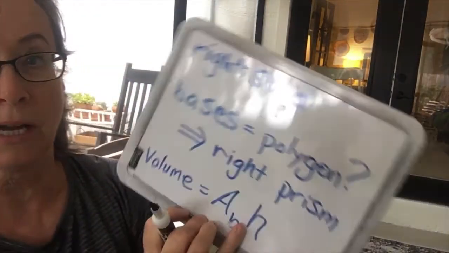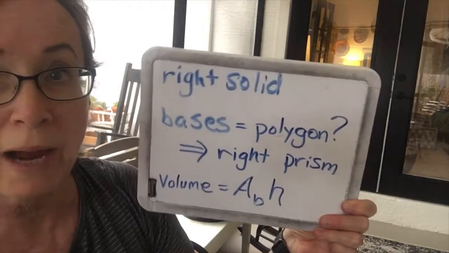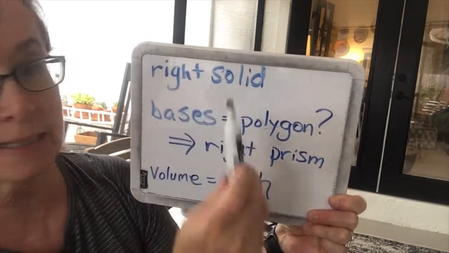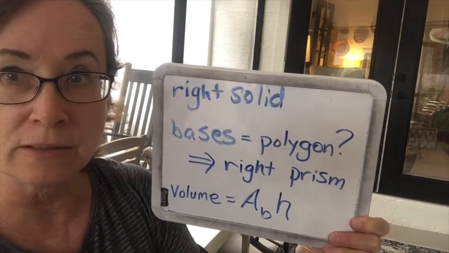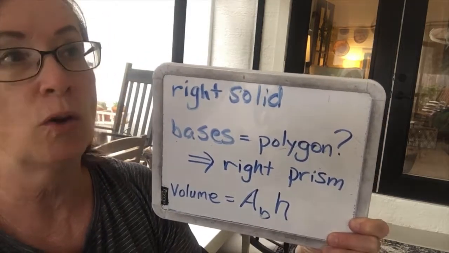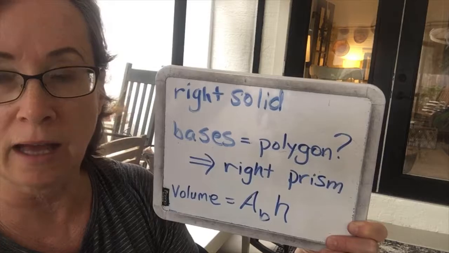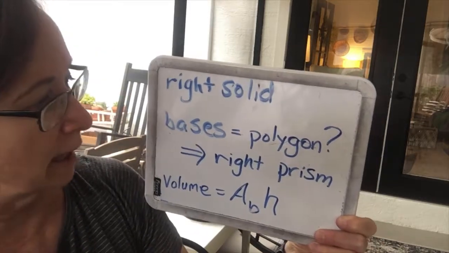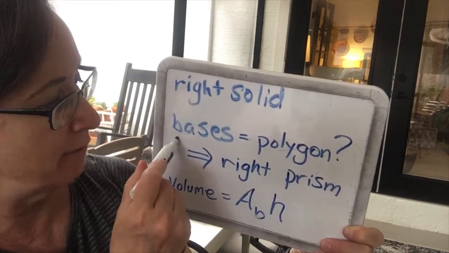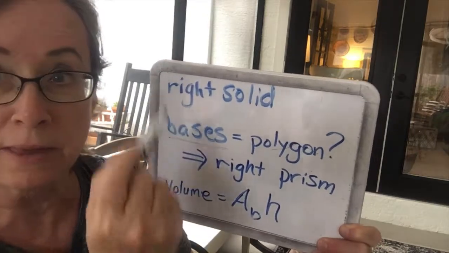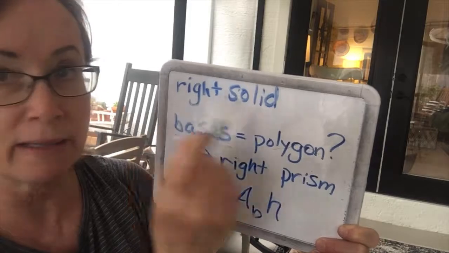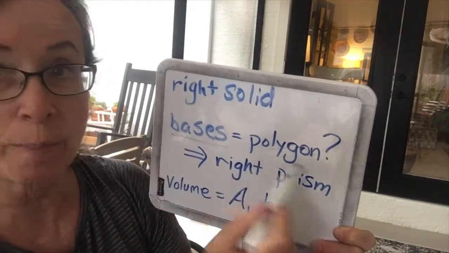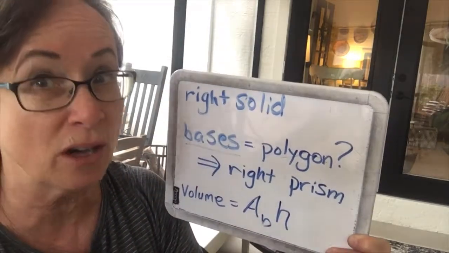So let's talk about page 87, where they're talking just a little bit about right solids. A right solid is a geometric solid that has right angles. And so a cube would be a right solid as well as a geometric solid. If the bases, which are both the top and the bottom of this right solid, are polygons, which means there's no curves.